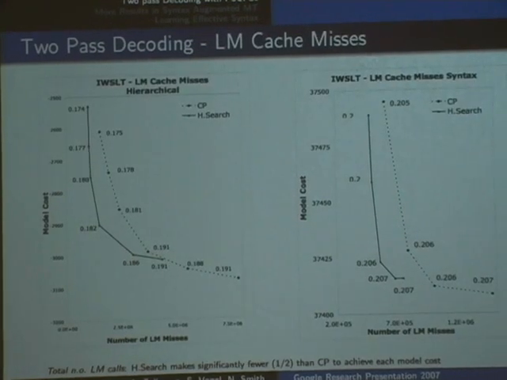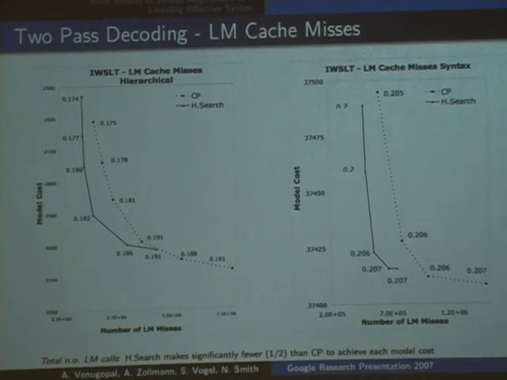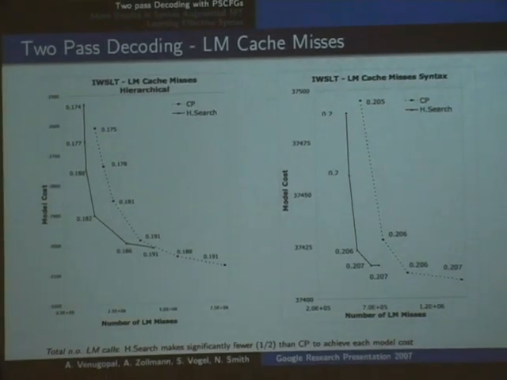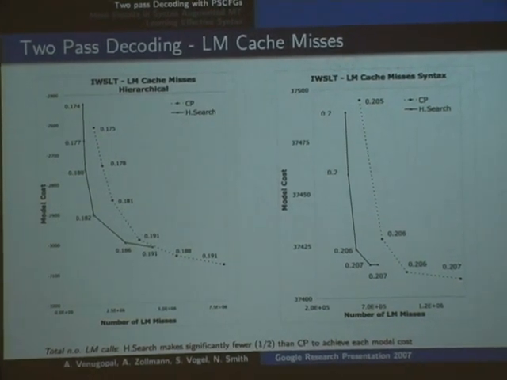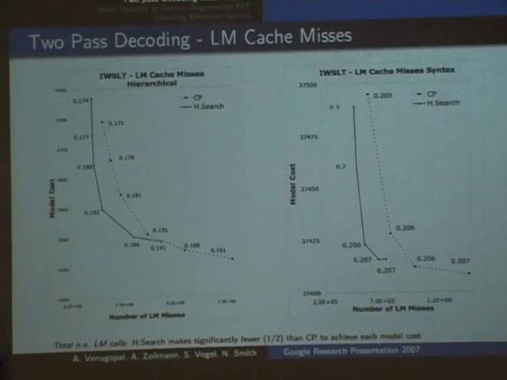So here are the results. The graph on the left is the hierarchical system. The graph on the right is the syntax-based system. Now, what does this curve represent? The different points on the curve represent selecting different values of pruning during decoding. Selecting tighter beams during decoding leads to larger search errors, so larger model cost. And selecting looser beams leads to lower model cost.